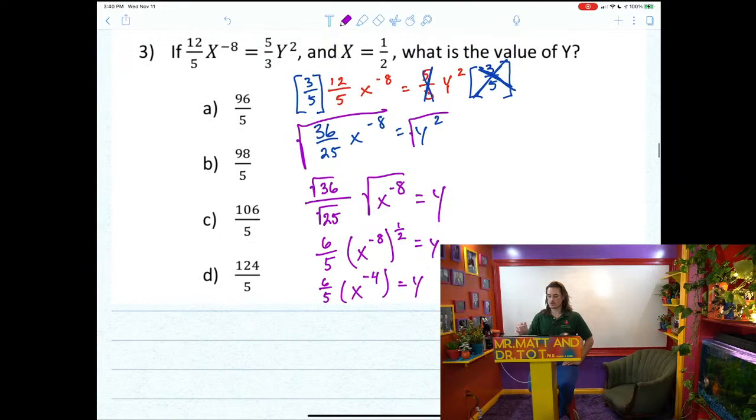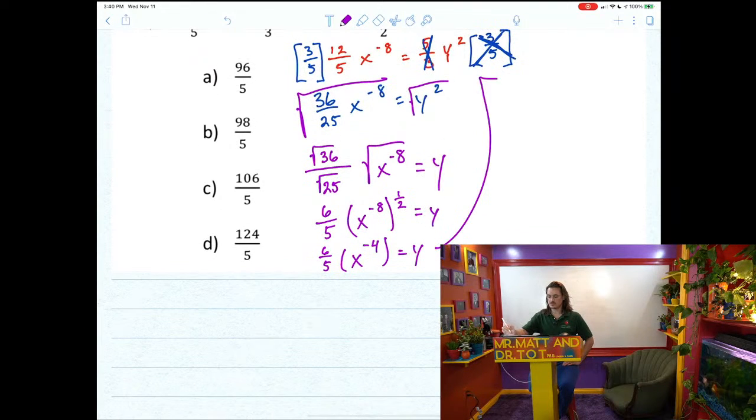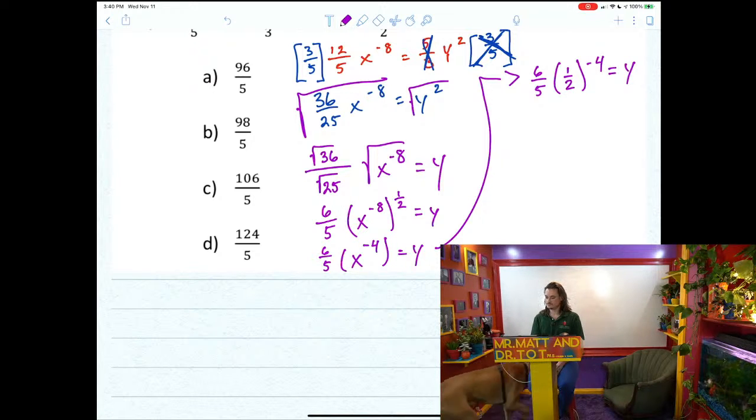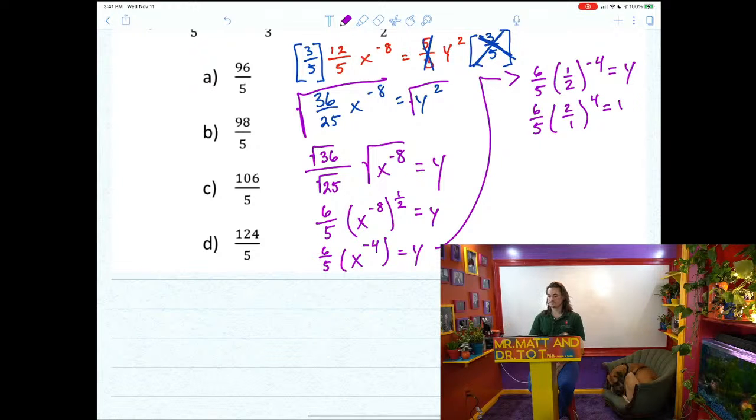We know x is equal to 1/2. I'm going to do that up here. So I'm going to have 6/5 times 1/2 raised to the negative 4th power is equal to y. One half to the negative 4th power is the same thing as 2 over 1 to the positive 4th power. That's just flipping the numerator and denominator around.